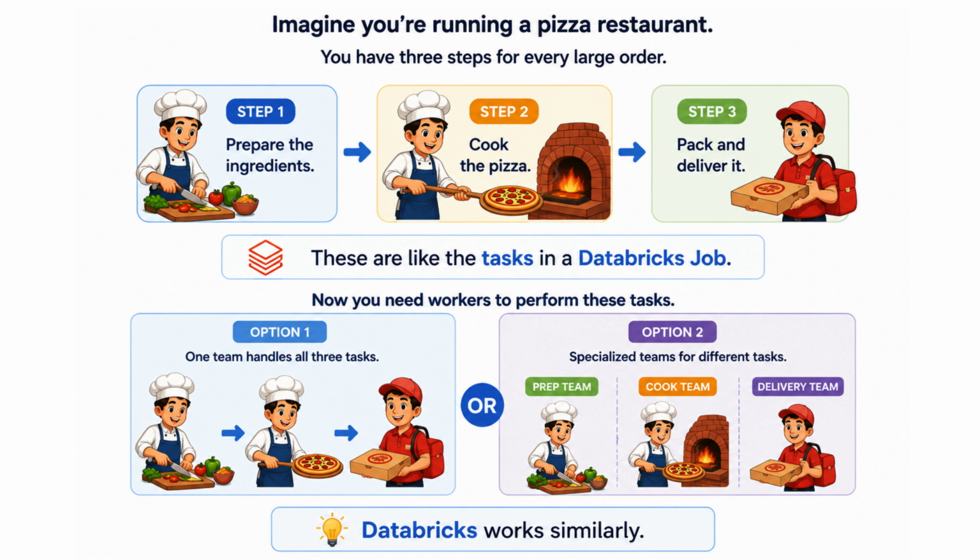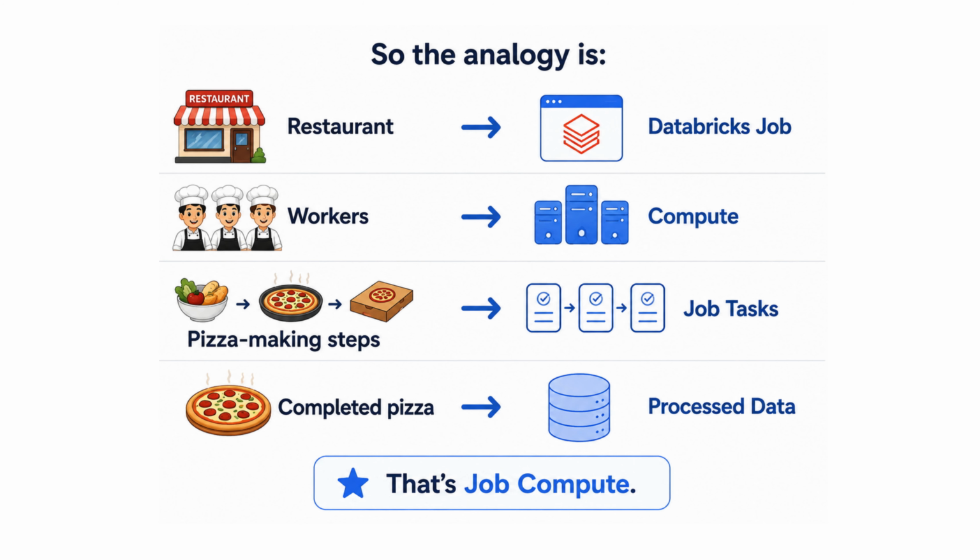Now you need workers to perform these tasks. You could have one team handle all 3 tasks, or you could have specialized teams for different tasks. Databricks works similarly. A job can have multiple tasks, and you can configure one compute resource to be shared by multiple tasks, or use different compute resources when the workloads have different requirements. So the analogy is, restaurant is Databricks job, workers are compute, pizza making steps are job tasks, completed pizza is processed data, that's job compute.